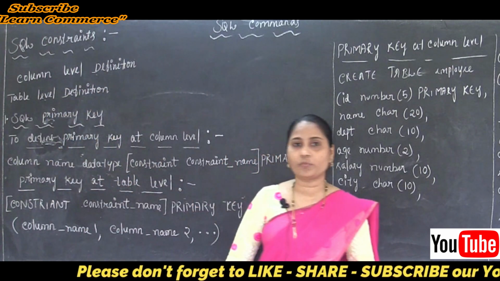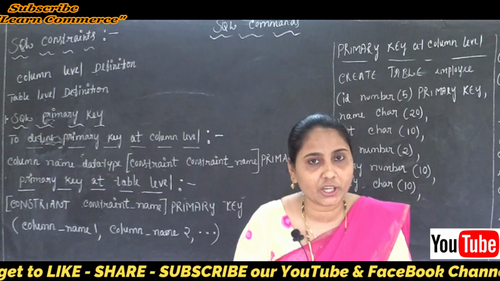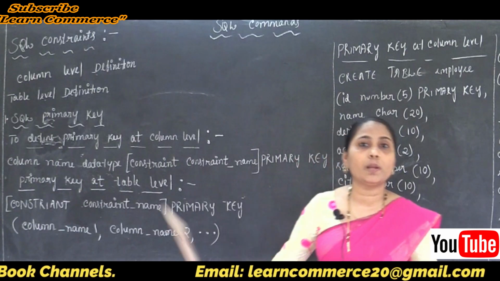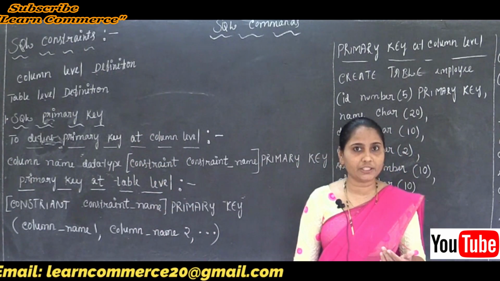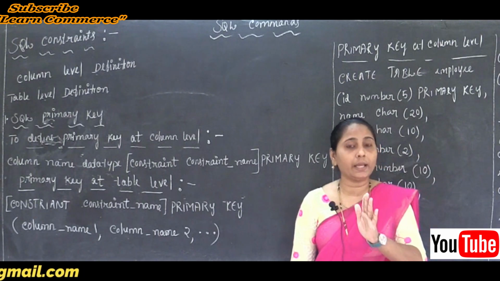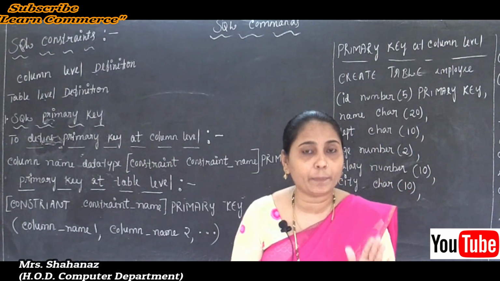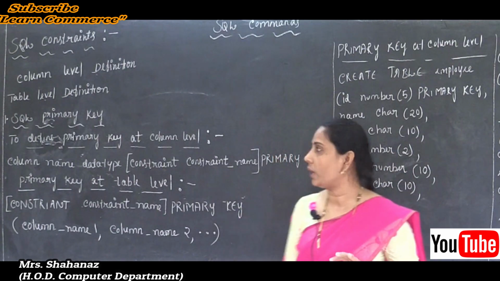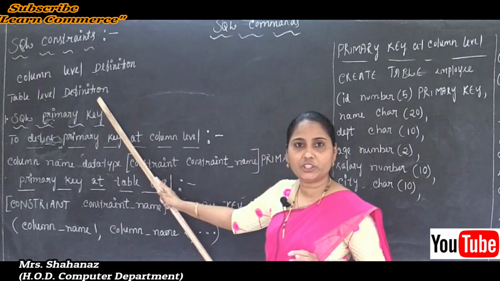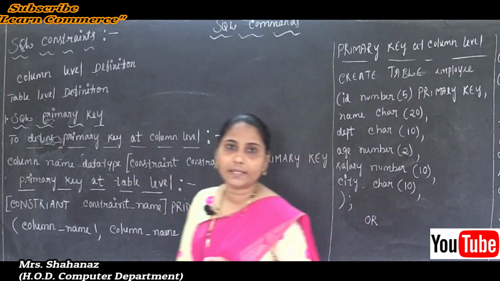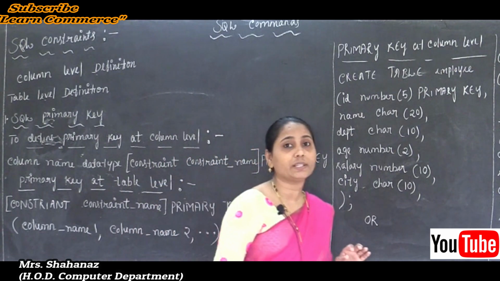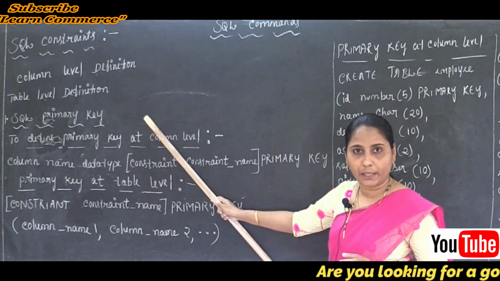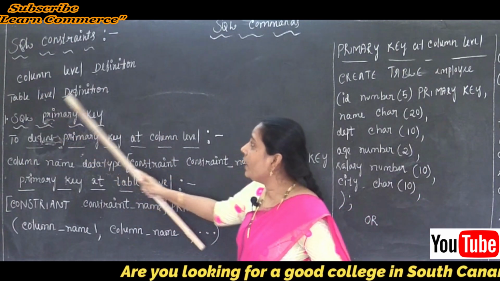Now let's see the meaning of the table level definition. The constraint can be specified or applied after all the columns are defined. After writing all the columns of the table, afterwards we are going to define some of the constraints on each column. That is called the table level definition. So is the meaning of column level and table level clear? The table level means the constraint is specified or applied after all the columns are defined in the table.